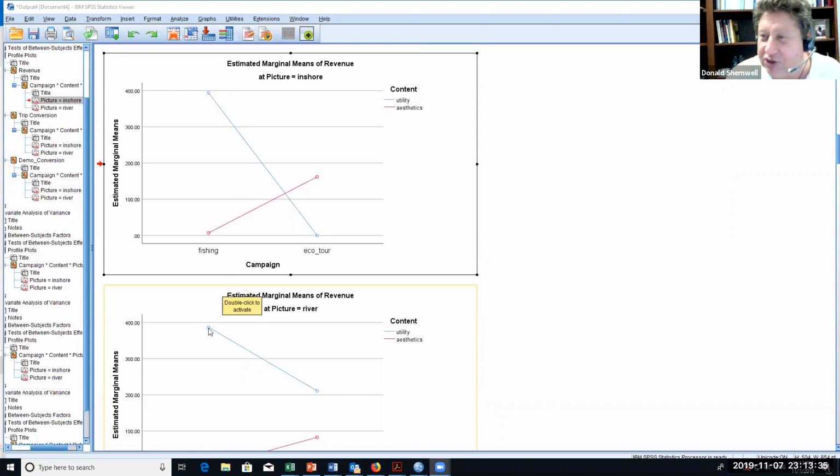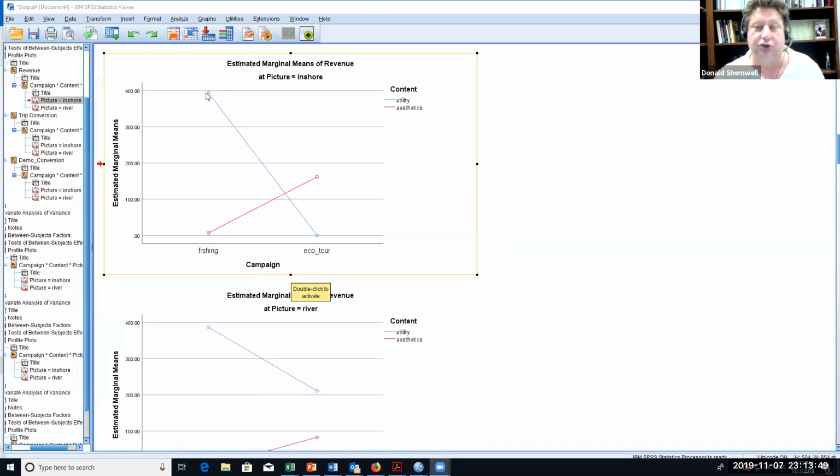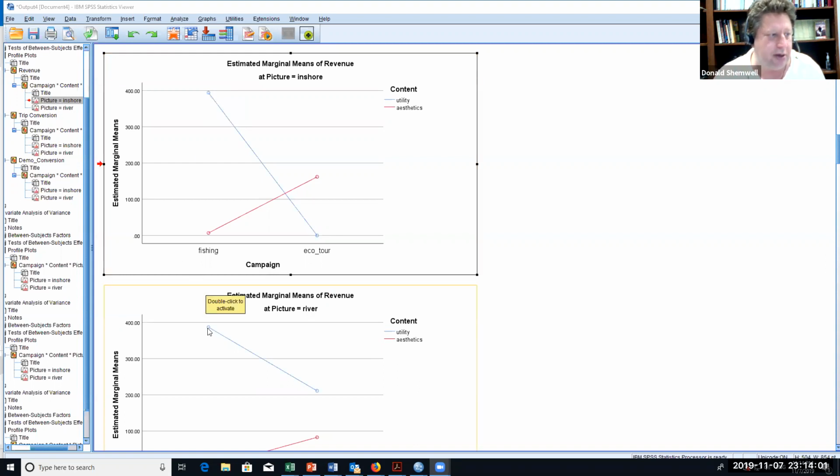Now, a pure statistician or somebody that wasn't in business might want to know what's in the middle, what's the worst. But in business, we're really trying to figure out what's the best thing we could do. And it doesn't really matter. In fact, picture is not significant. The interaction with picture is not significantly related to revenue. So the two best options for us are this one and this one. As long as we have fishing and utility together, it doesn't matter what picture. These two come out almost the same. Maybe this one's a little bit higher.